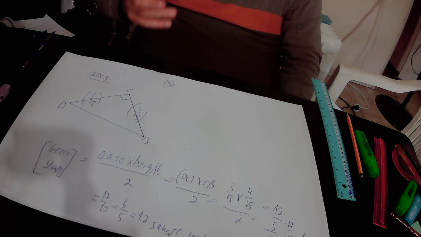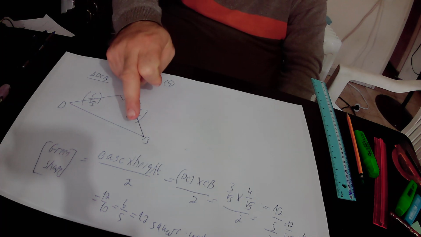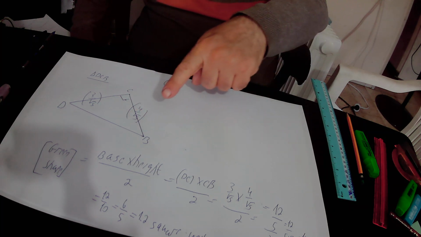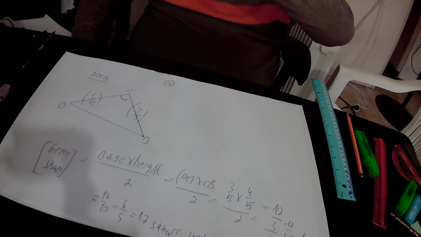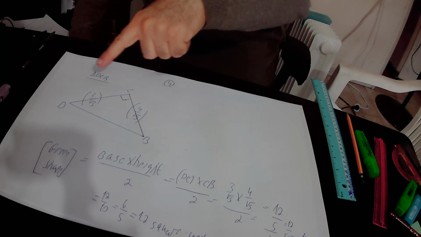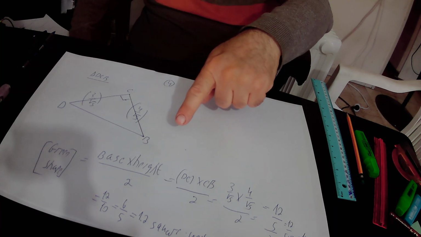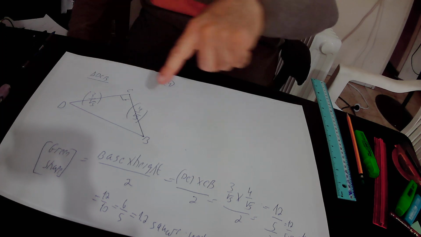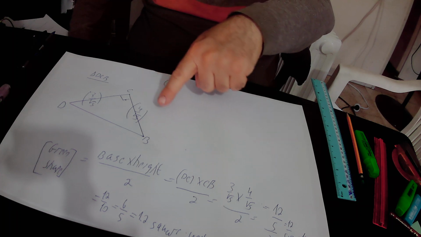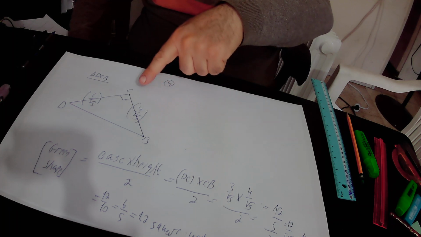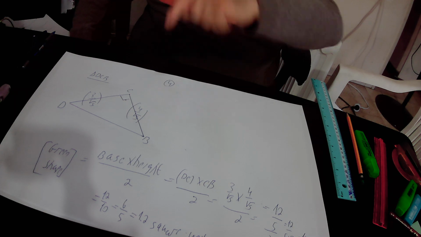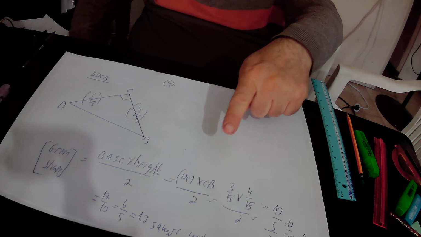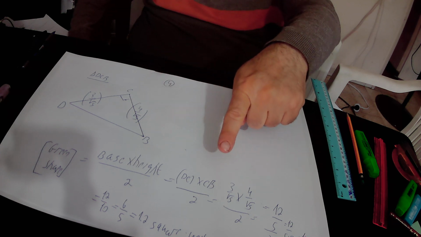What is the area of any triangle? The area of any triangle equals the base of the triangle times the height to the base over 2. The height must be perpendicular to the base. So we choose the base as DC, and the height to the base must be BC. Why? Because BC creates 90 degrees with the base DC. So the base is DC, the height to the base is BC, over 2.